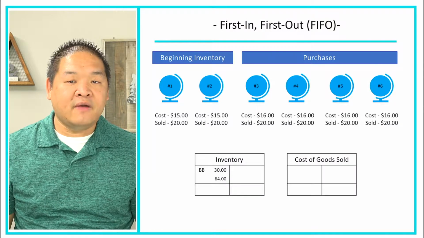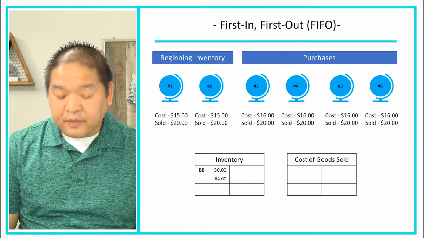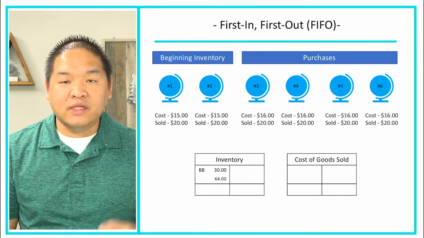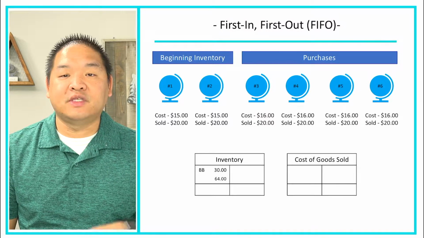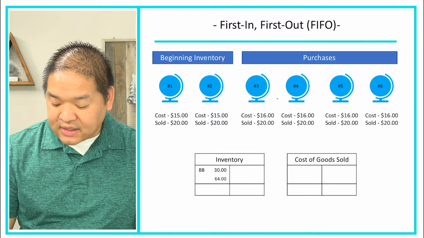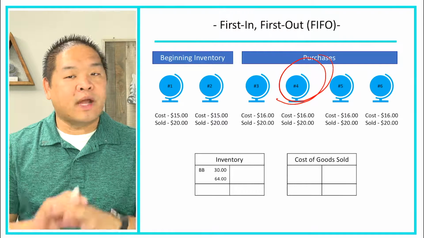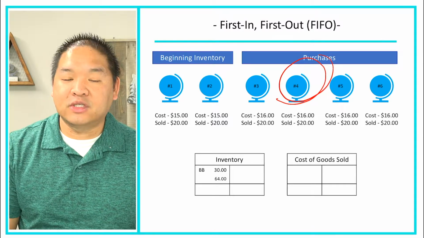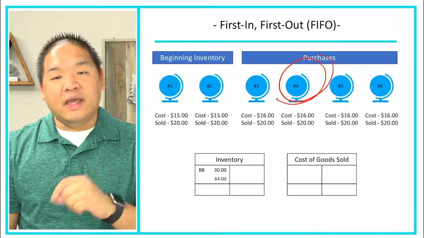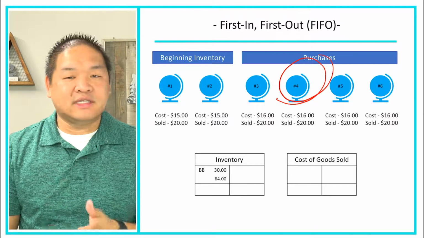So let me show you how FIFO actually works. So here's our example that we've been using over the past couple of lessons. We had 2 on our store shelves of these globes, and then we bought 4 more. So let's say the customer buys number 4. So they buy number 4, and we're not using specific ID, okay? We're just giving you the numbers just to give you the numbers. We're using FIFO. So the customer picks number 4, which costs us $16.